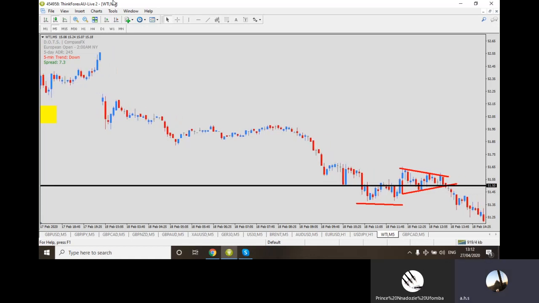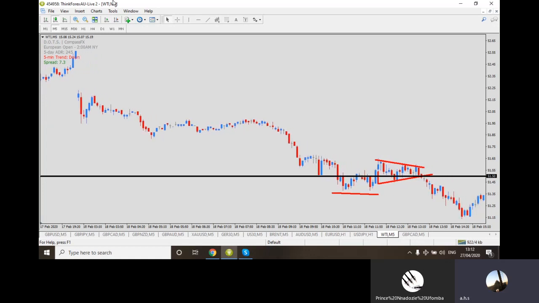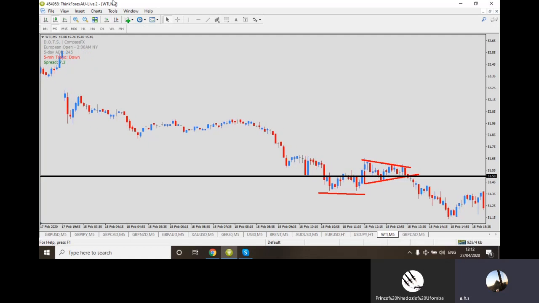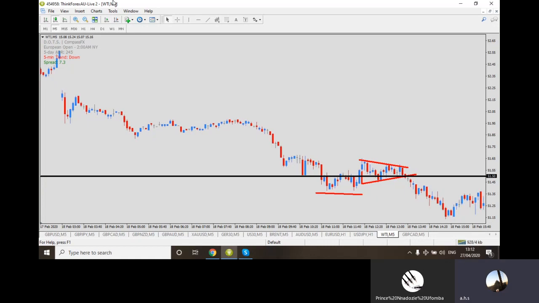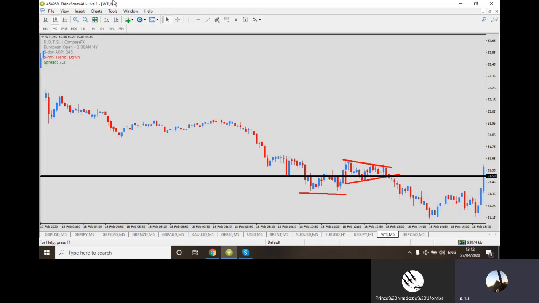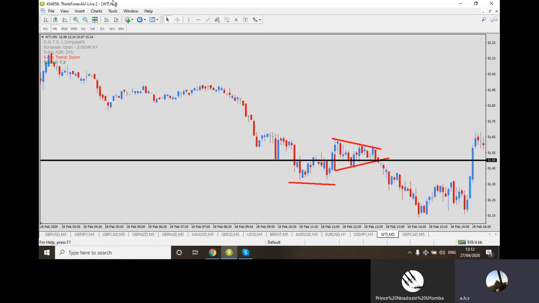So let's see if we could get a test. I don't think we will. We've missed the breakout, but if we do get a little test here, we might go for that. No, I'd love to go for that entry, but not quite. This is where we've got a blast through that level, so this is where we consider the turnaround.